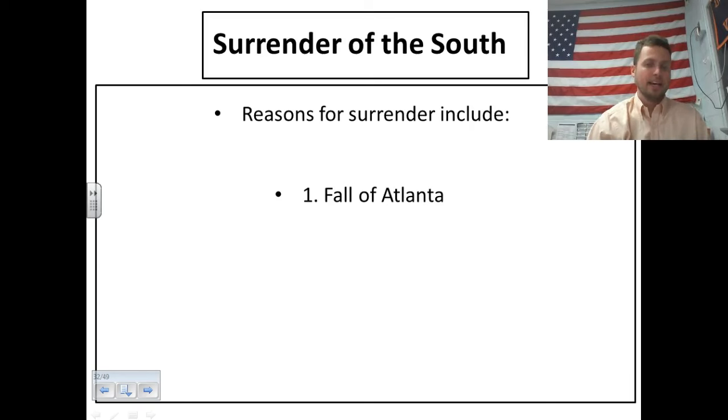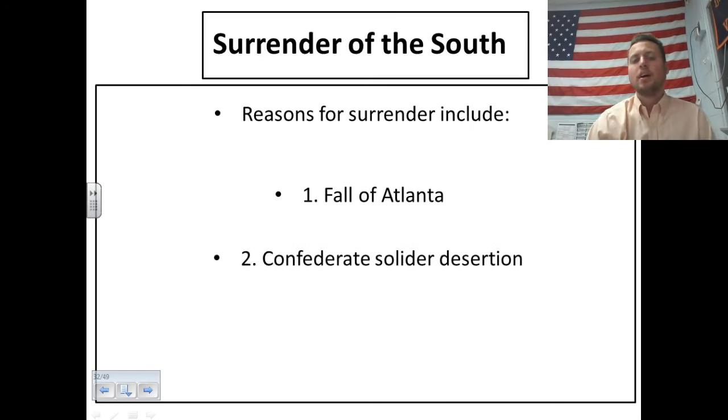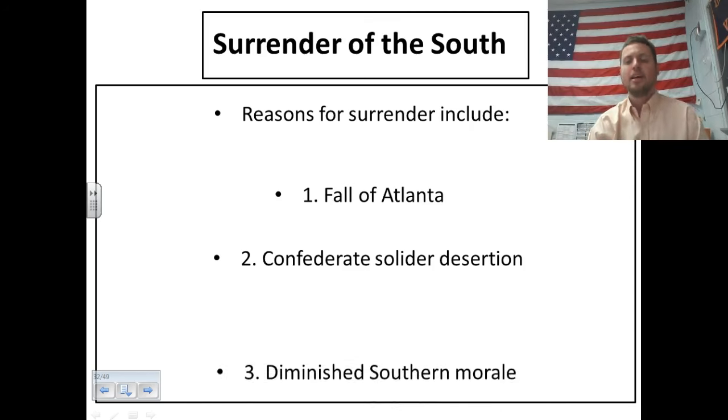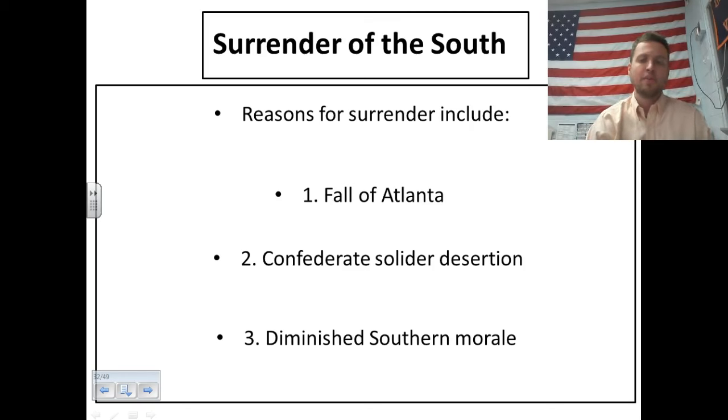1, the fall of Atlanta. Atlanta will burn as part of Sherman's march to the sea. Atlanta burns. 2, Confederate soldier desertion. No, that doesn't mean they were eating desserts. It means that they left the army to go home and take care of their families in a time of need. And 3rd, diminished Southern morale. It was still pretty high, but it had gone down a little bit because of the major battles that were being lost as Grant defeated Lee consistently in the Overland campaign and kept pushing him around.